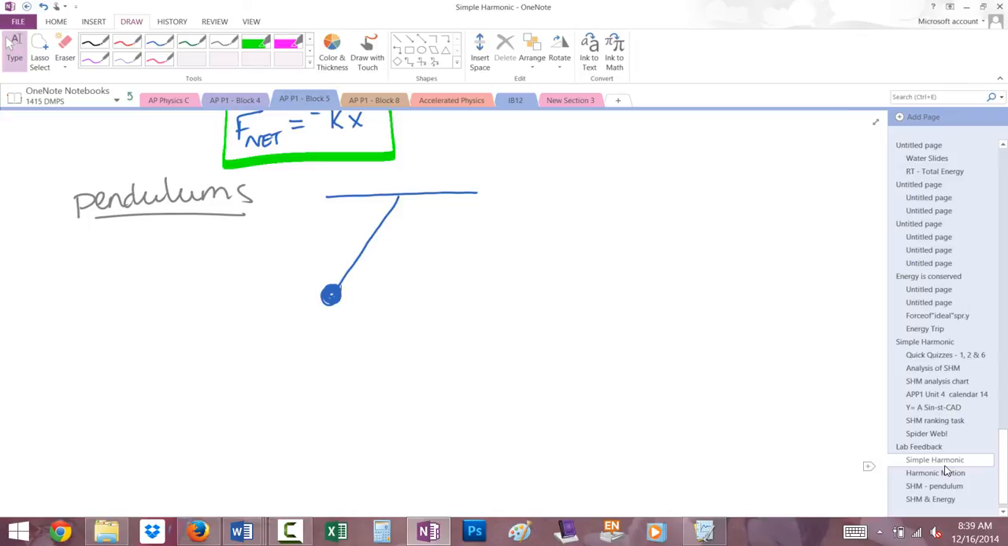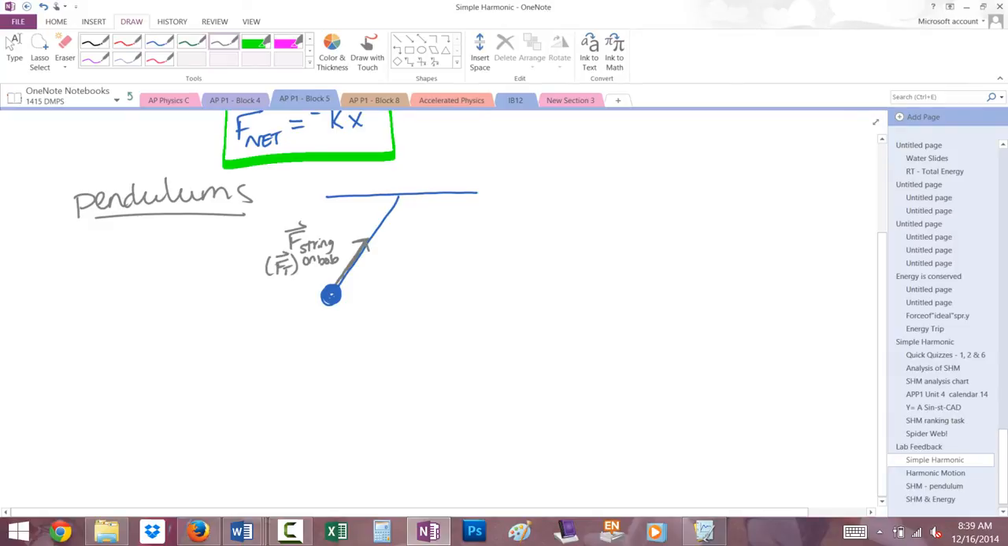Force of the string. Where does the force of the string go? Back up. This way? And if I'm going to be a really good AP kid, I'm going to draw it directly from the object, right? We'll call that the force of the string on the bob. And I can put F sub t there if I want.